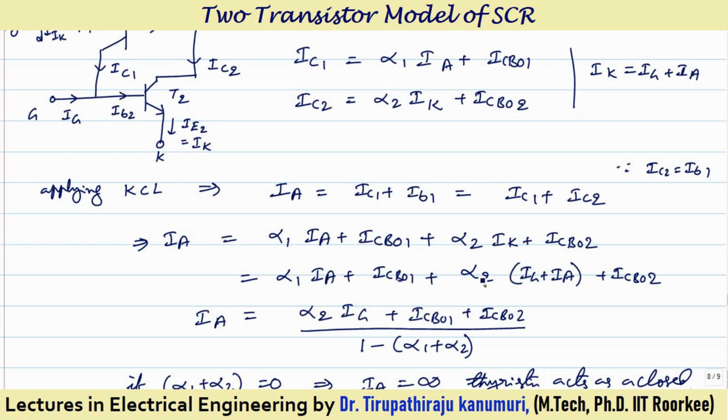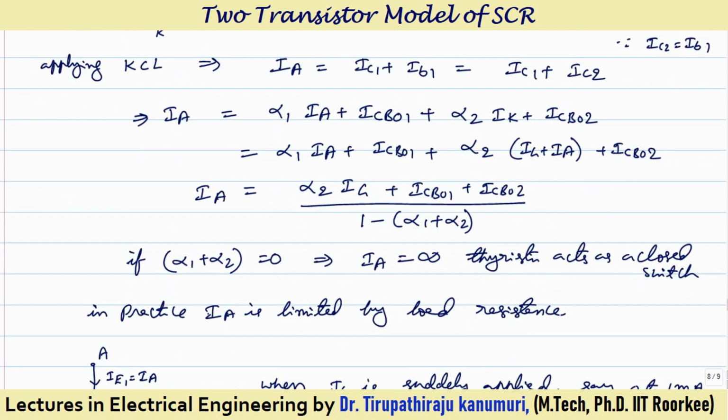So on the other side what will be there? Alpha 2 times IG plus ICBO1 plus ICBO2. So IA will be equal to, that will divide here, 1 minus alpha 1 plus alpha 2. So here you can observe that IA is equal to this one divided by this one.